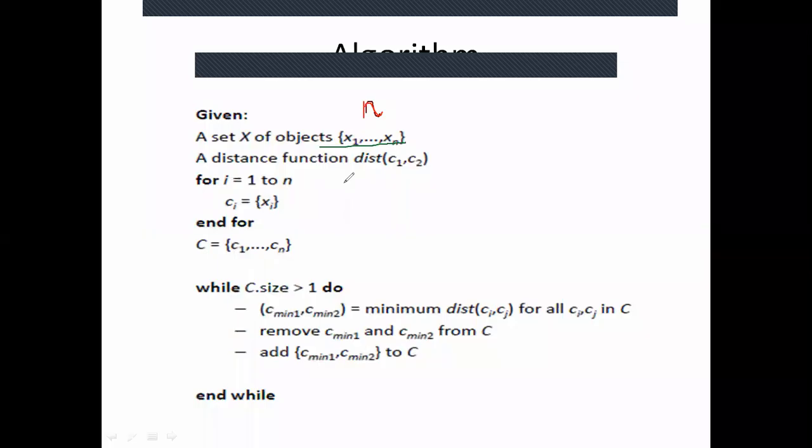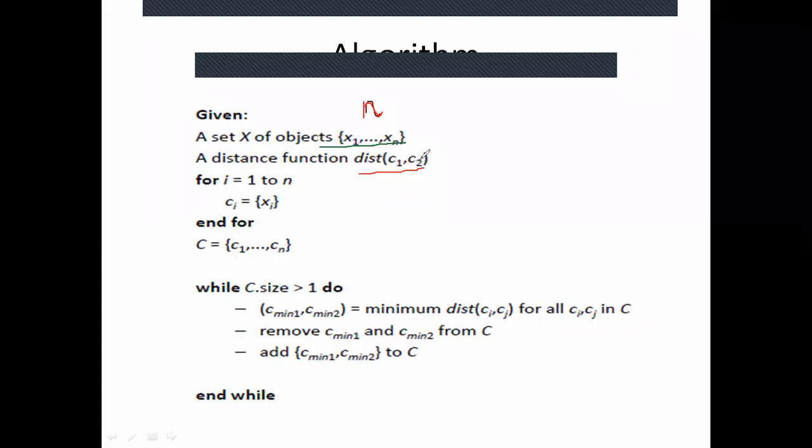And suppose you have a distance function to find the distance between two clusters C1 and C2. Suppose this is complete linkage, or suppose it is average linkage. So there is one function that will find the distance between two clusters.